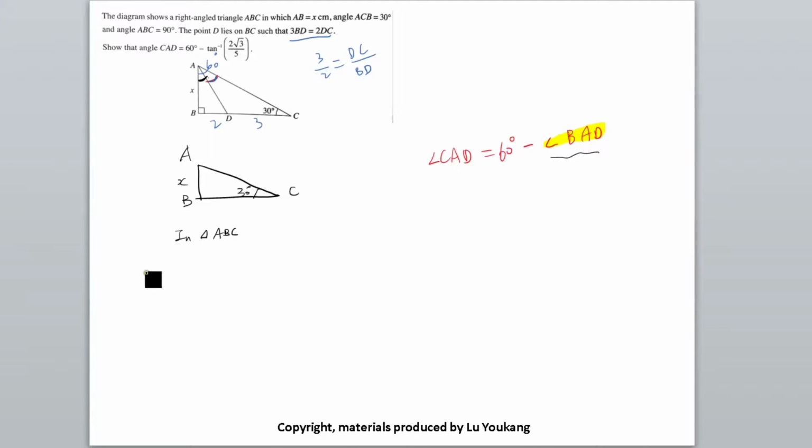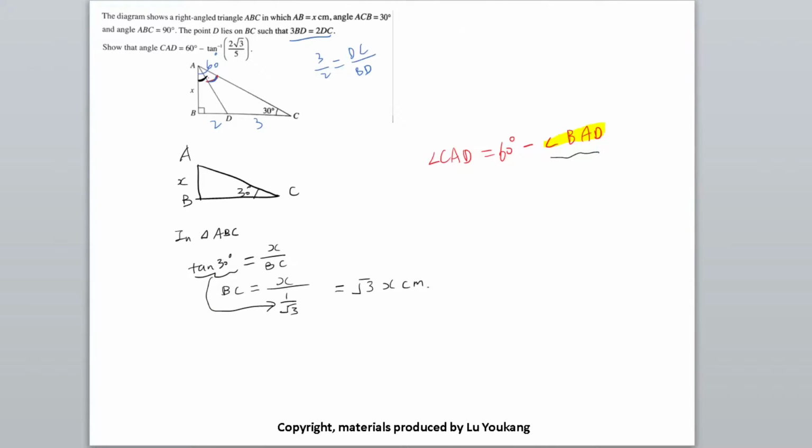And in triangle ABC, you should see that tangent 30 degrees equals my opposite over my adjacent, which is x over BC. Remember TOA. And therefore, your BC is x over 1 over square root 3. Tangent 30 degrees is 1 over square root 3. Some of you might not know that tangent 30 degrees is equal to 1 over square root 3, but don't worry, I will explain it later. So BC is equal to square root 3 x cm.